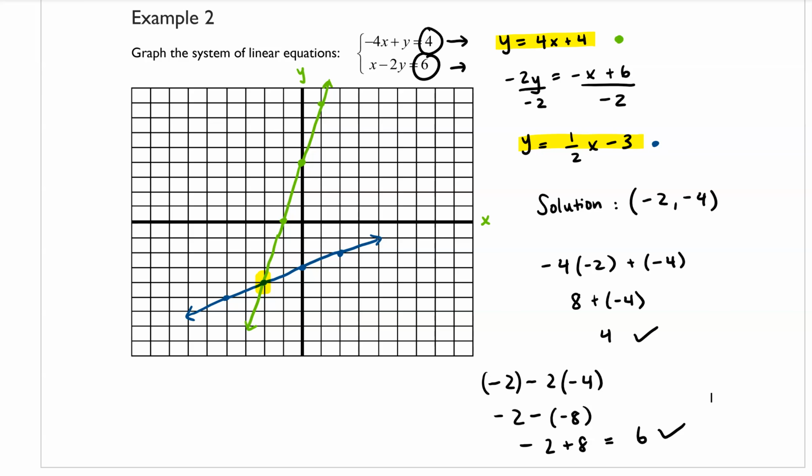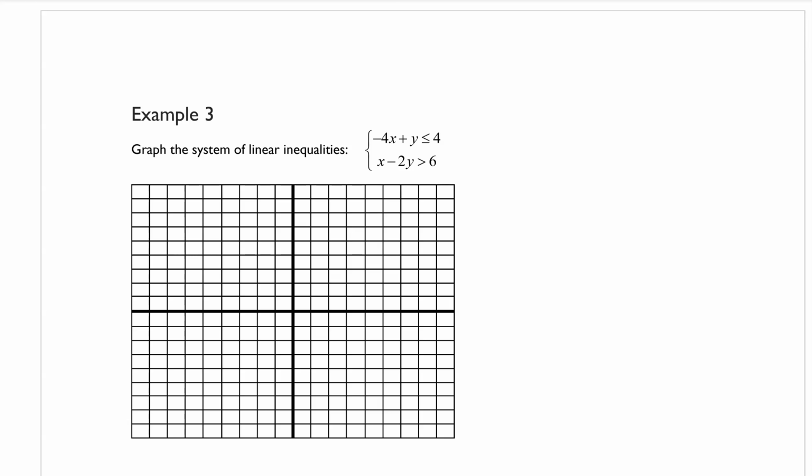Now, let's move on to example 3. Notice that example 3 is almost exactly the same. However, now we have a system of linear inequalities rather than a system of equations. And so I'm just going to really quickly throw on the graph. It's going to look very similar to our last example. Okay, so I've gone ahead and I've graphed our two inequalities on our xy plane.